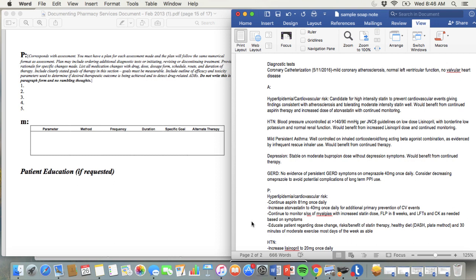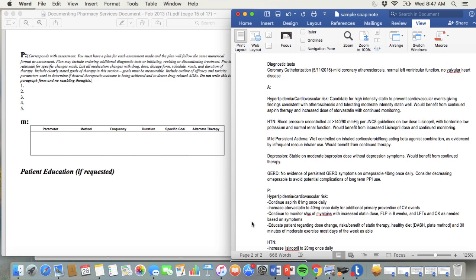So back up to the assessment in hypertension. The blood pressure is uncontrolled at greater than 140/90 per JNC 8 guidelines on low-dose lisinopril with borderline low potassium and normal renal function. That one brief sentence tells you that the blood pressure is uncontrolled. It tells you the goal, tells you what the patient is on, and instead of saying lisinopril 10, you can say something like low-dose lisinopril because that would justify increasing the medication versus adding something else. It's just more explanatory in nature.